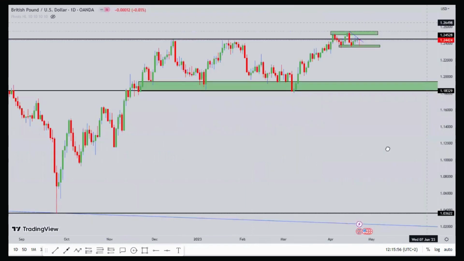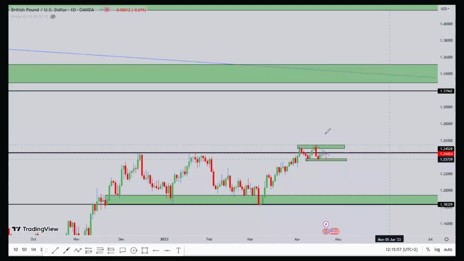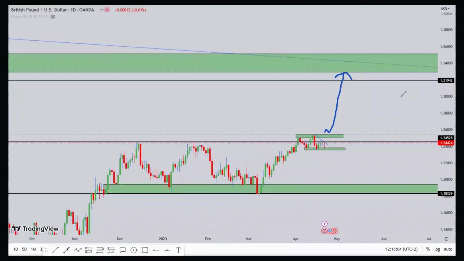So on the daily, I'm just going to wait for this to break above here, give me a retest, and then I'm going to take that buy all the way to the upside. That's going to be around 900 pips to 1,000 pips. So we're just going to be aiming for that.